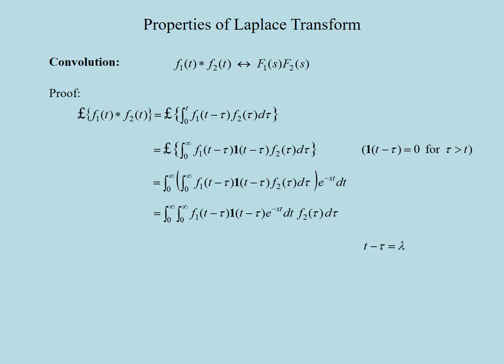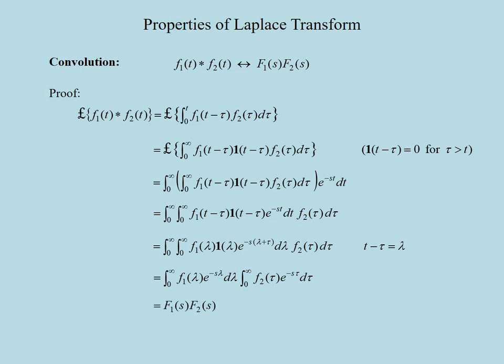Then we can do a change of variables so that lambda equals t minus tau. Here we can remove the unit step function of lambda since the integration limits for lambda are 0 and infinity. Now factorizing the exponential terms into two exponentials and separating the terms to be integrated over lambda and over tau, we notice that these integral factors are in fact capital F1 of s and capital F2 of s. So this proves that the Laplace transform of the convolution of two time functions is equal to the product of their Laplace transforms.